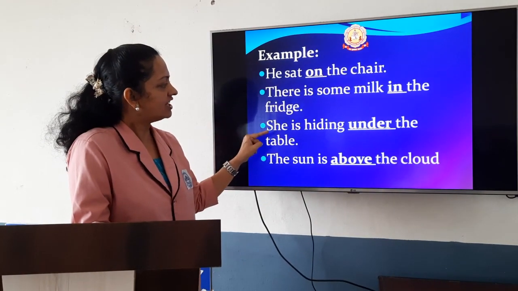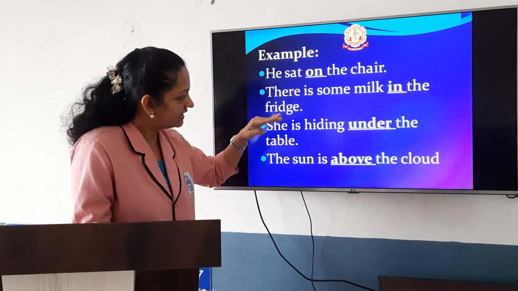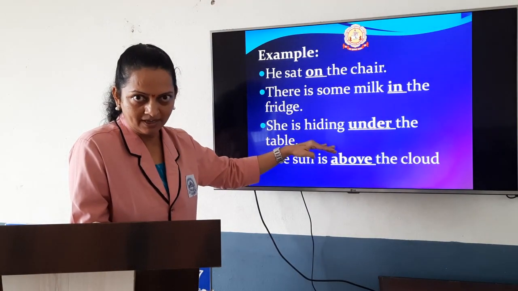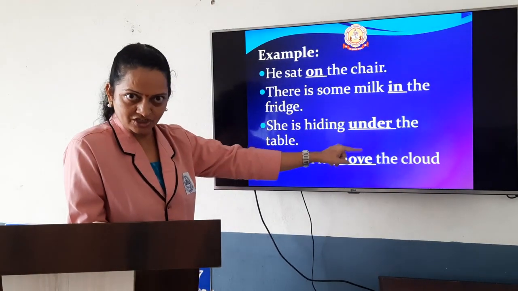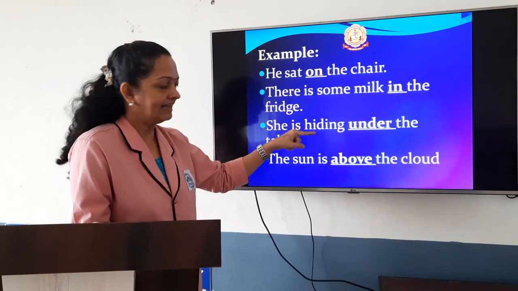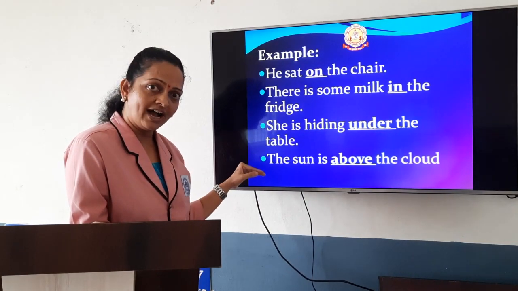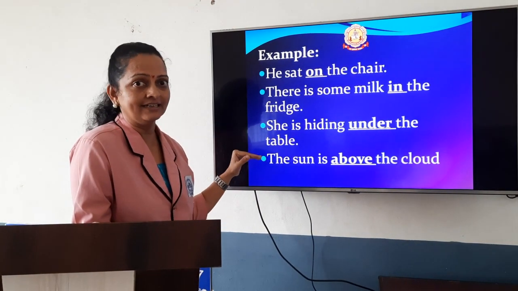Next sentence, she is hiding under the table. Now if you see here, hiding is the main verb. This preposition under tells the relation between a verb and a noun. Hiding is the verb, the table is the noun. Where is she hiding? She is hiding under the table.